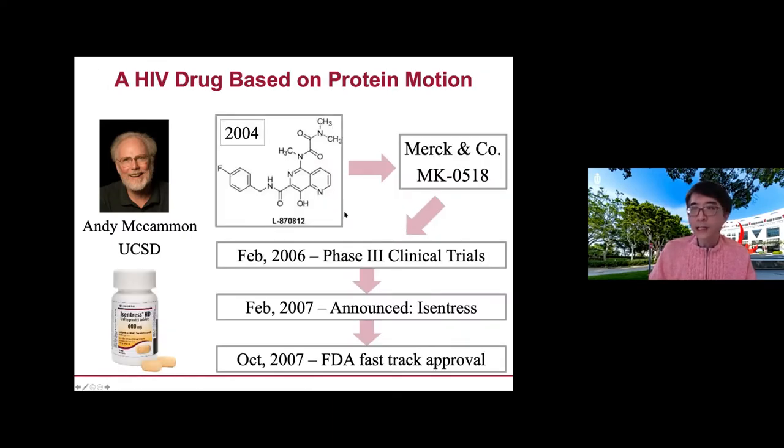Okay, very luckily, this company, Merck, is very excited about this. They actually pushed for fast approval by the FDA. The drug was discovered in 2004, and it was approved by FDA Fast Track in 2007. It only took about 3 years, right? Think about that. Normally a drug discovery takes about 10 years, but this one was very fast. Now, this is another example of how considering the protein motion will help you to really uncover the new drug target pocket, and that will help you with drug discovery.